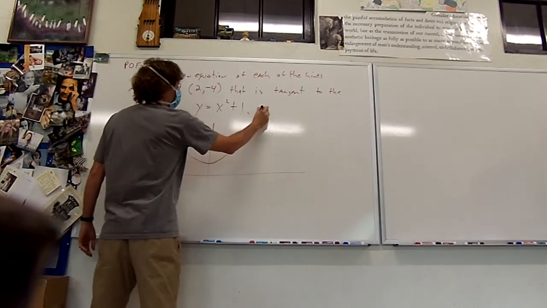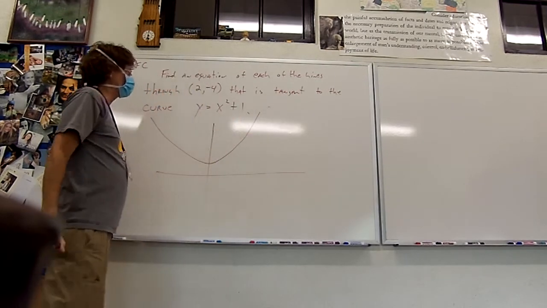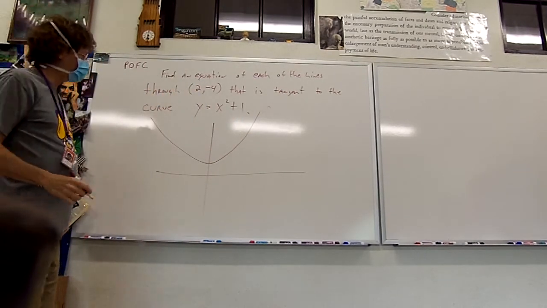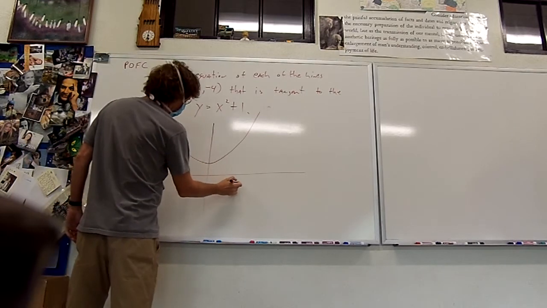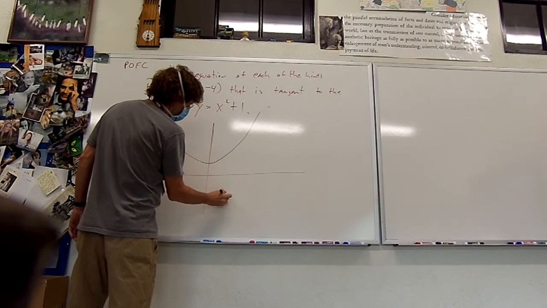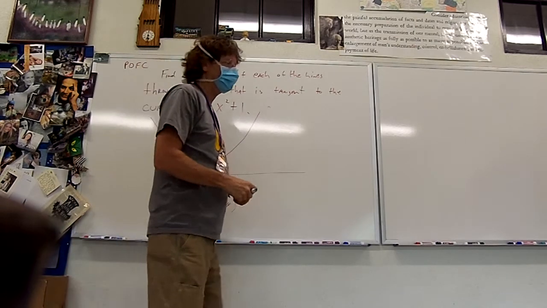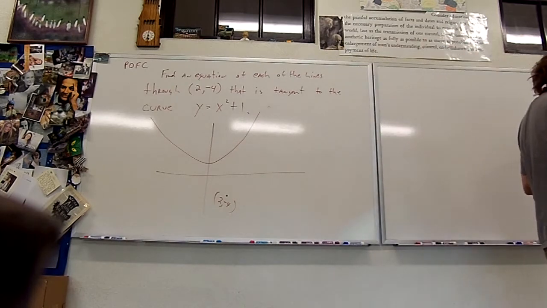Okay, there's the graph. Well, I got it written right above here. Y equals x squared plus 1. And (2, -4) is a point somewhere down here. (2, -4). Now, let me see if we can explain what's happening.